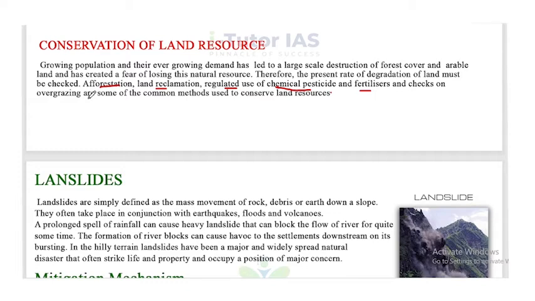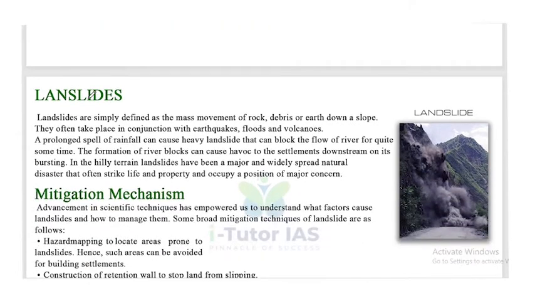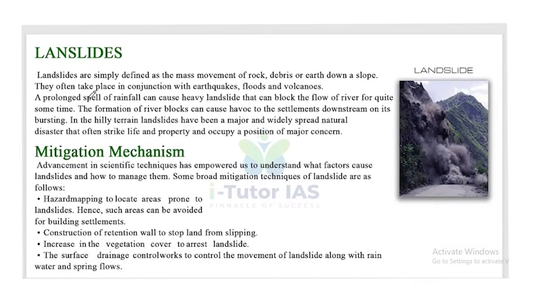Now, what are landslides? Have you heard about this word landslides? Landslides are simply defined as the mass movement of a rock, debris or earth down a slope. Look at this picture. This is a picture of a landslide. It's defined as the mass movement of a rock, debris or earth down a slope.